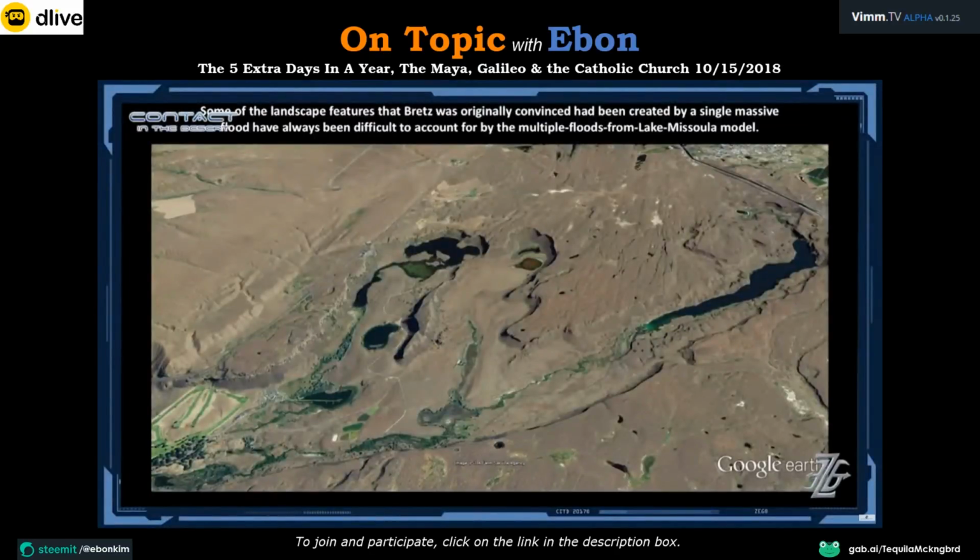But there's some of the landscape features that Bretz was originally convinced of being created by a single massive flood. They've always been difficult to account for by the multiple floods from Lake Missoula model. And one of them is this place, which is called Dry Falls in Washington State. It's really an enormous fossilized waterfall. You can see two lobes of it here and then another lobe over there. It's all of this, actually.